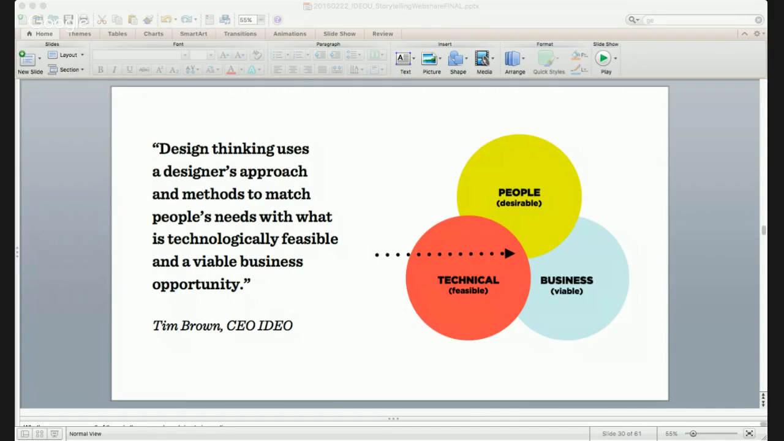This was right around the time of the 2014 World Cup, so big time in the world of soccer. Here's the challenge that the Chicago Fire was facing. They were far from the favorite sports team.